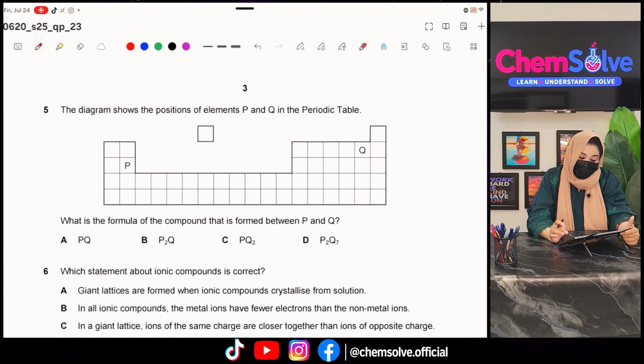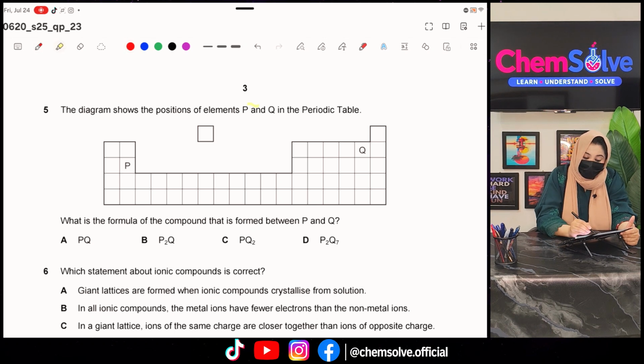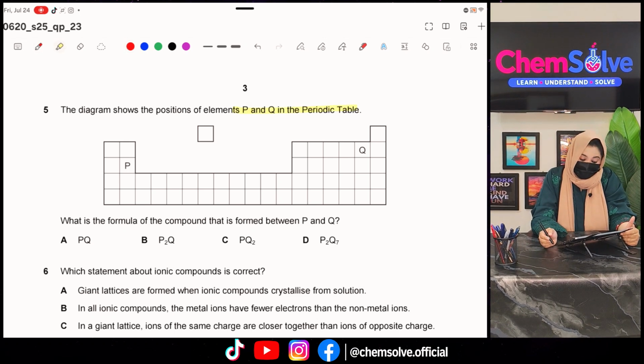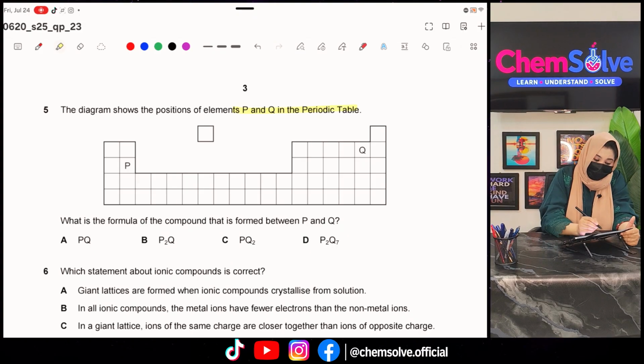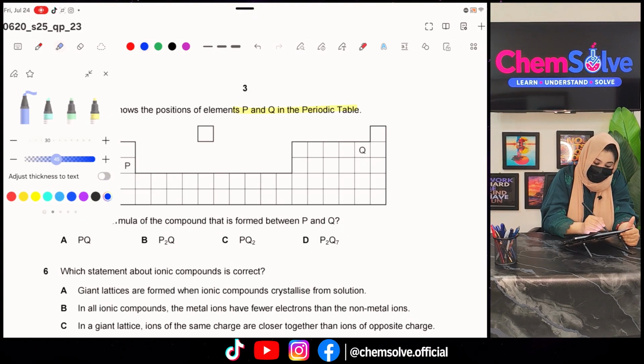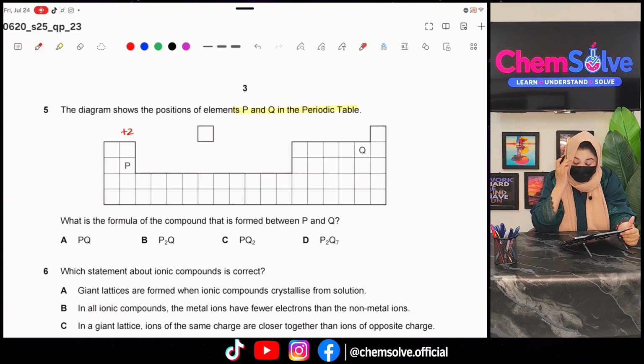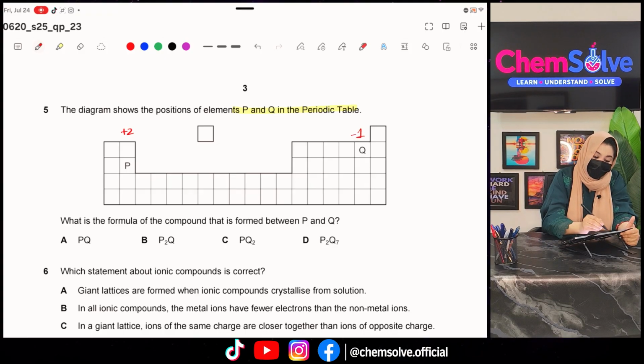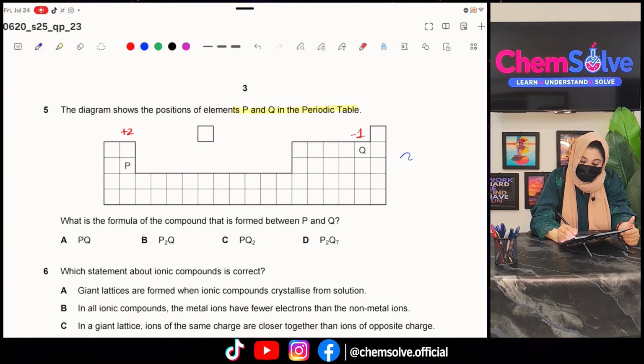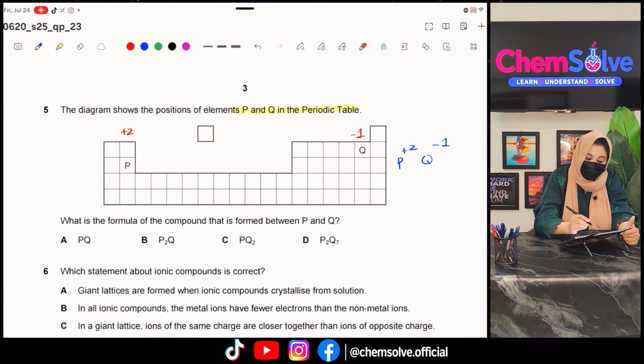Question number 5. The diagram shows the position of the elements P and Q in the periodic table. P is in group 2, so it would have the charge positive 2, while Q is in group 7, so it would have the charge minus 1. Keeping this in mind, P is positive 2, Q is minus 1.